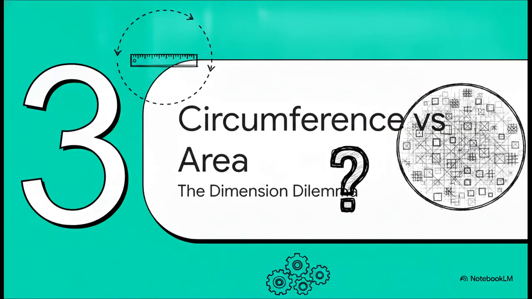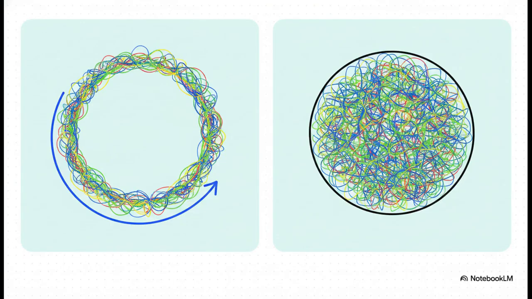Section 3. Circumference versus area. The dimension dilemma. Now this is arguably the most classic mix-up in middle school math. It all boils down to confusing one-dimensional distance with two-dimensional space. On the left, we have circumference, which is the distance around a circle. The formula is pi times diameter. Think of circumference as the length of the wooden fence you need to build entirely around a circular yard. It's one-dimensional. It's a linear measurement, like regular centimeters.